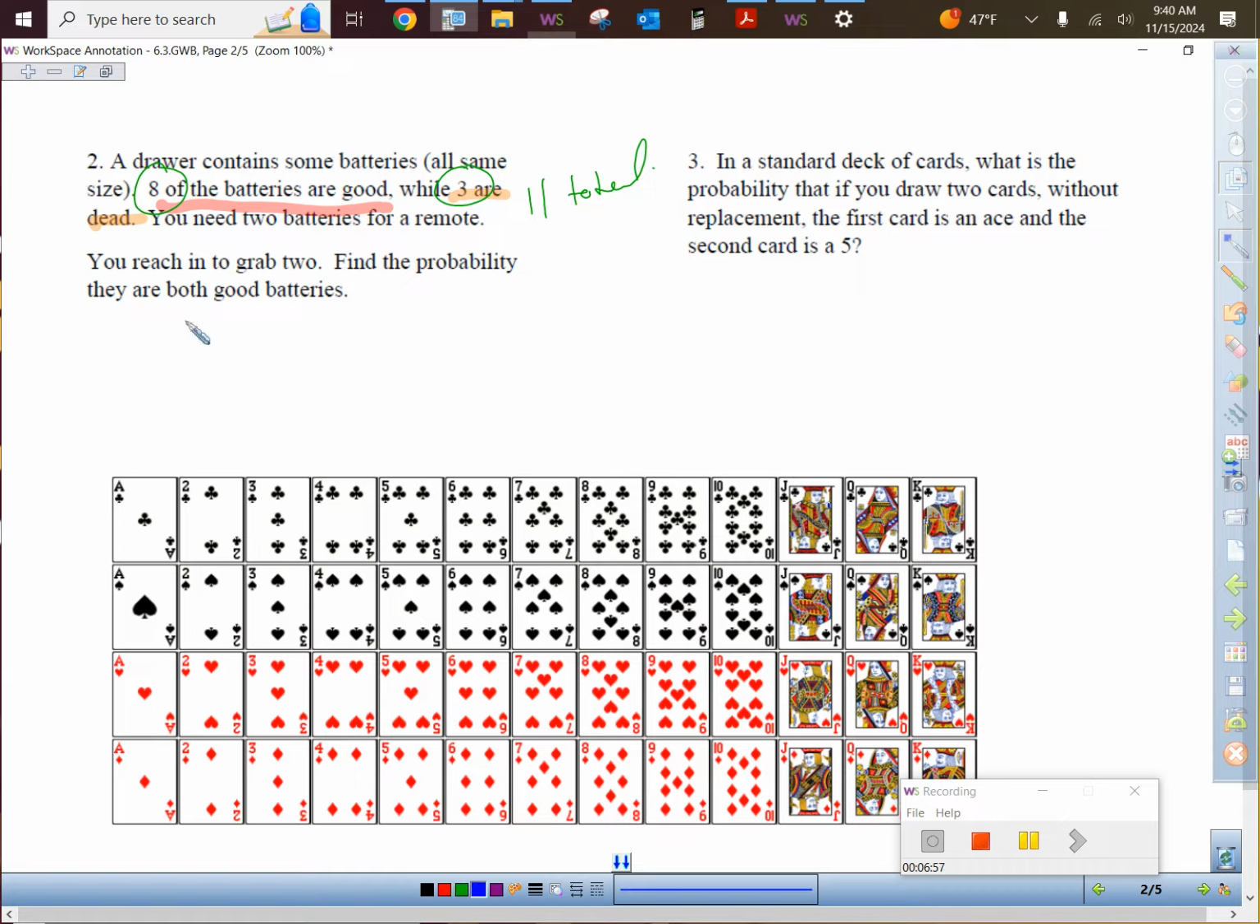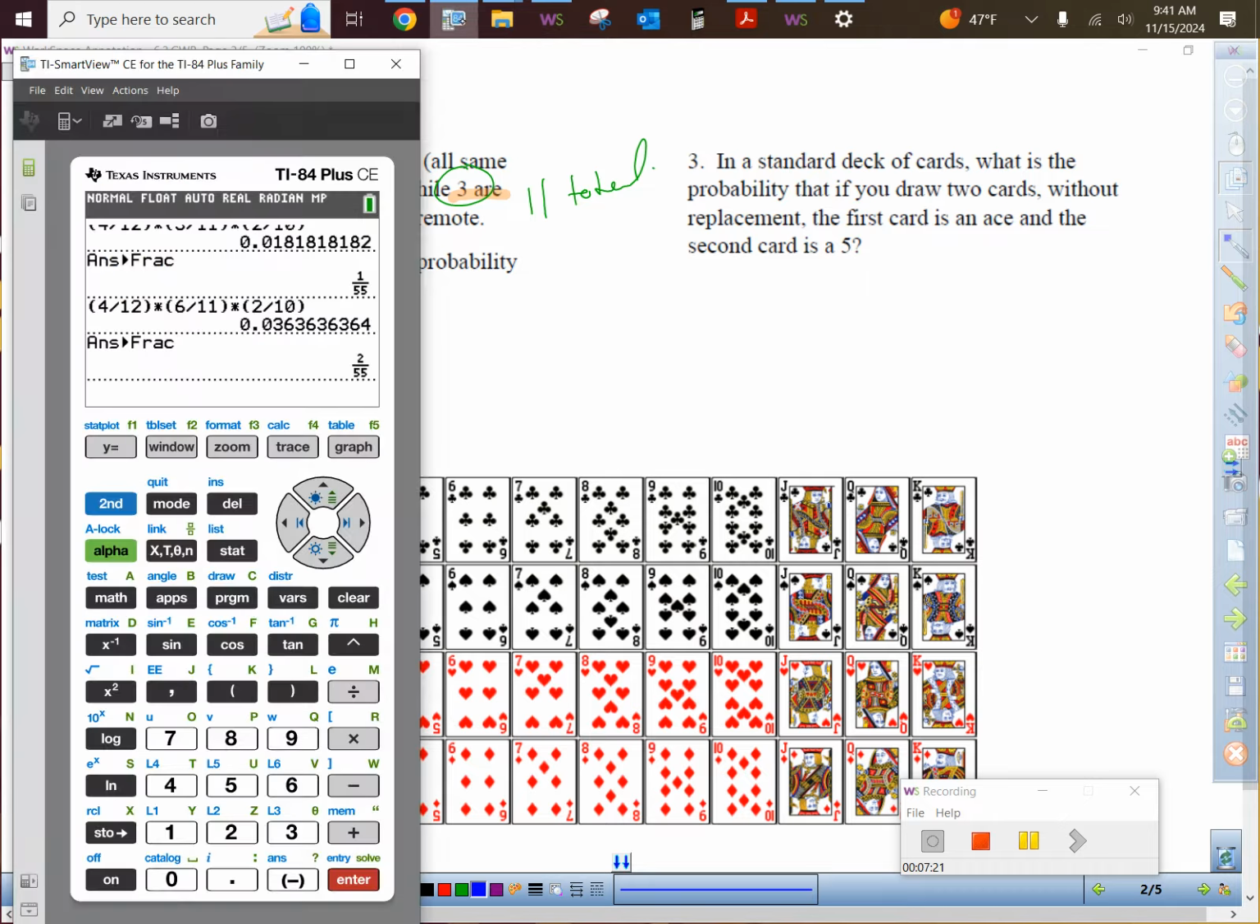So the first one, 8 out of 11, because there's 8 goods out of 11 total batteries. Then the second one, how many total batteries would be in there after you drew the first one out? There would only be 10. And how many good batteries would there be, because you supposedly drew a good battery in that first one? 7. 1 less, right? So we just multiply those together. 8 divided by 11, right? Times 7 divided by 10.